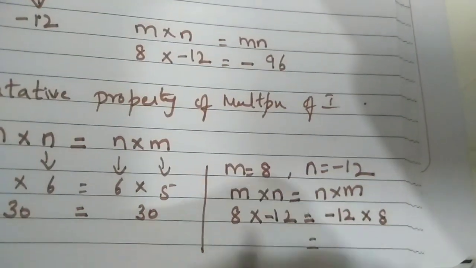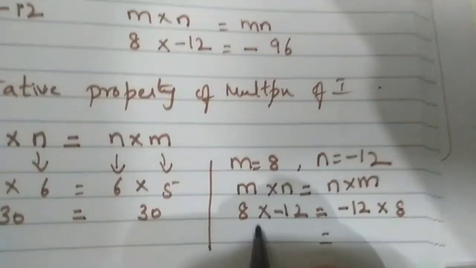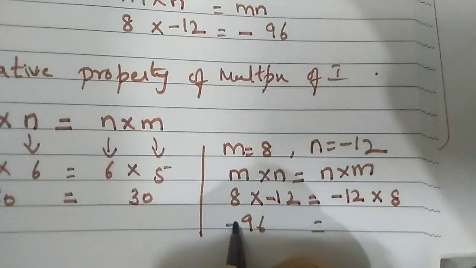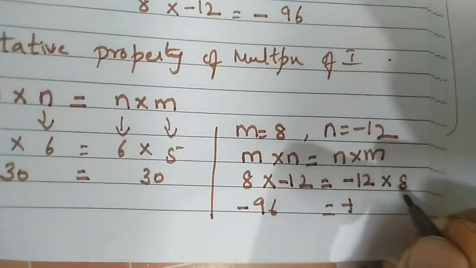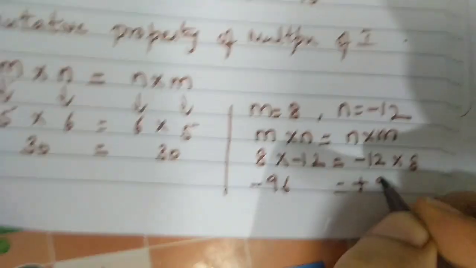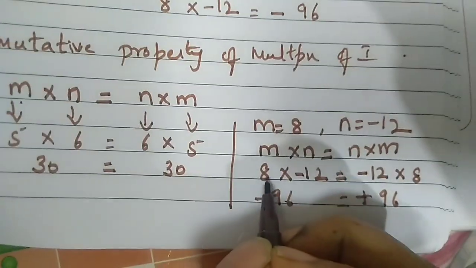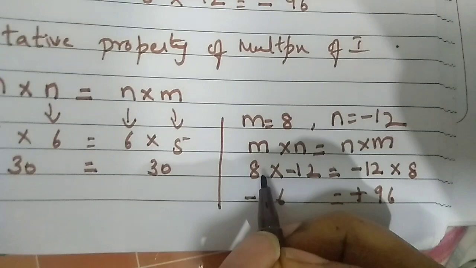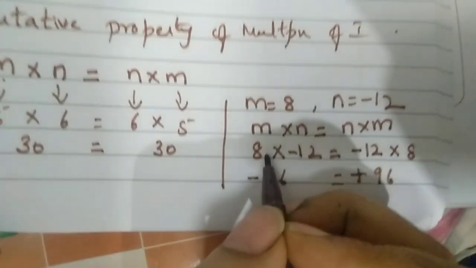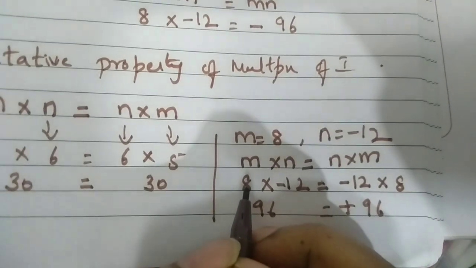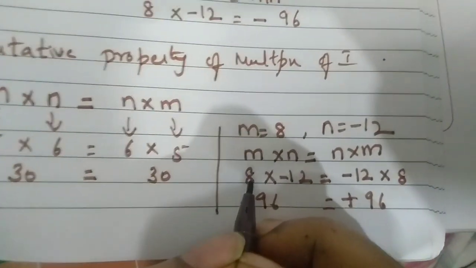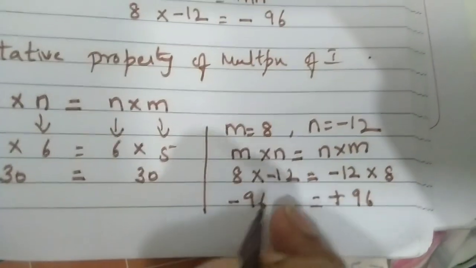Now still it gives me the same value. 12 8s are 96, plus into minus is minus, so I get minus 96. Minus into plus is plus. 12 8s are 96. I just have 8 here, so we have to assume it to be plus 8, not necessarily that we have to show the sign as plus. So plus into minus is minus.